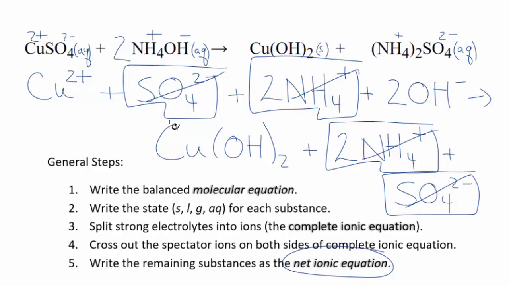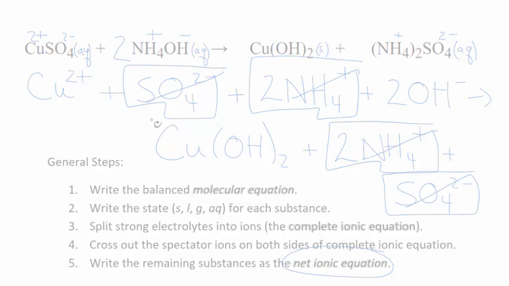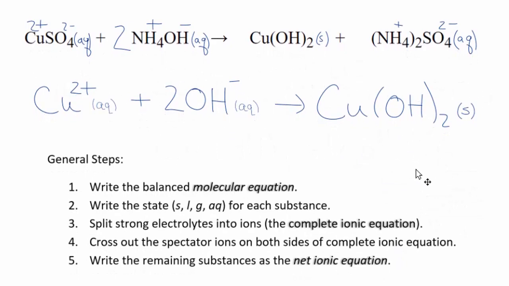I'll clean it up and write the states in. We'll have our net ionic equation. So this is the balanced net ionic equation for CuSO4 plus NH4OH. You'll note that charge is conserved. We have a 2 plus here, 2 times 1 minus. That gives us a 2 minus. 2 plus and 2 minus equals 0. Net charge of 0, neutral. If you count the atoms up, they're balanced as well.